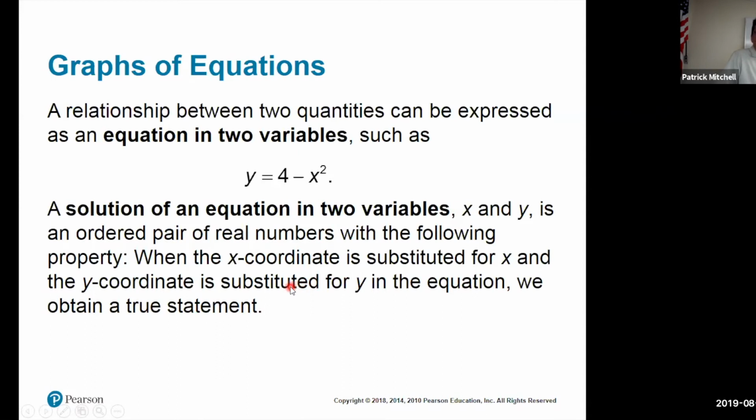Okay, so the way that we graph these equations is we find solutions. So a solution of an equation in 2 variables is an ordered pair that makes the equation true, all right? So for example, we were just looking at the point (4, -2). (4, -2) would not be a solution for this equation because when you put it in, it would not make the equation true. It would make the left side come out to -2, and I think it would make the right side come out to -12 or something, right? 4 minus 4 squared would be 4 minus 16, which would be -12.